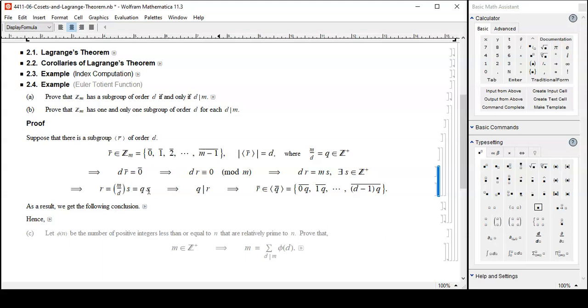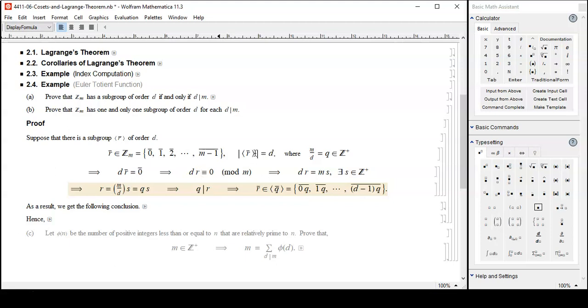r is m over d times s. m over d, what is that? That's q. We are getting there. We are getting to q. So r is qs. Oh yes, q divides r, which means r can be something times q, actually s times q in this case. So the generator belongs to the subgroup generated by q bar.